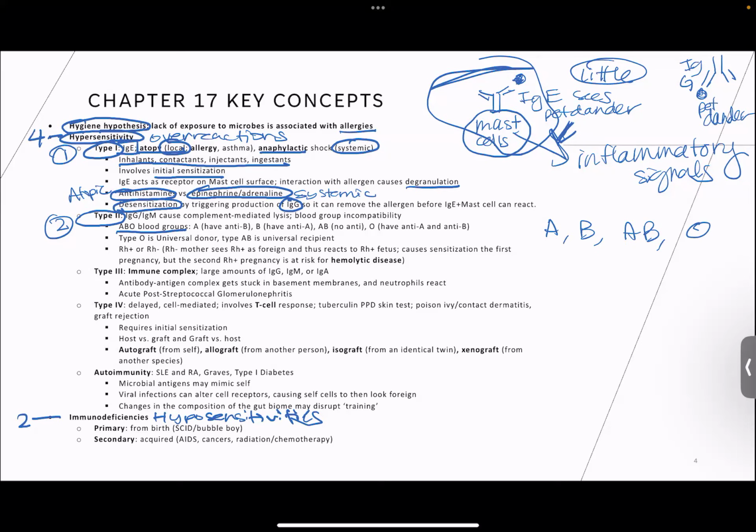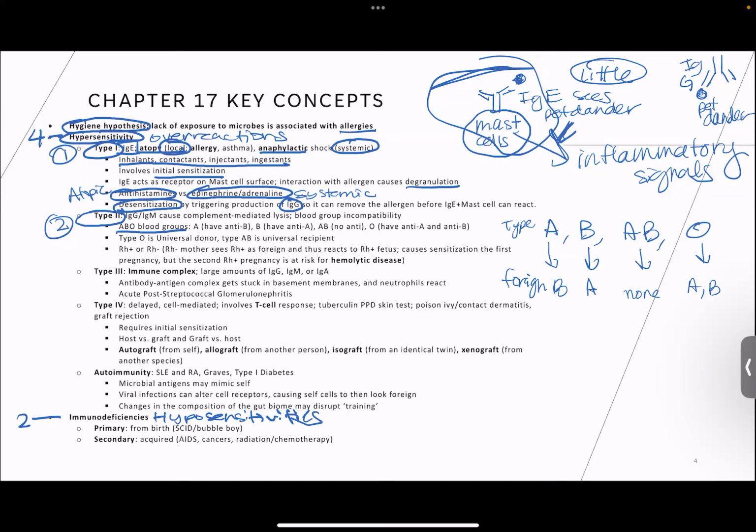And so, for type A, what you see is foreign. If you're A, you see B as foreign. If you're B, you see A as foreign. If you're A and B, you don't see any of them as foreign. If you're O, you see both A and B as foreign.